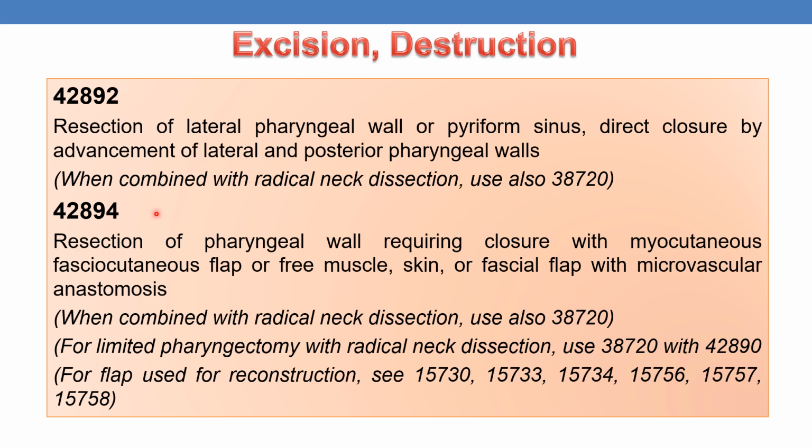The next CPT is 42894. It deals with resection of pharyngeal wall requiring closure with myocutaneous, fasciocutaneous flap or free muscle, skin or fascial flap with microvascular anastomosis. Previously it was direct closure. Now it is closure with myocutaneous, fasciocutaneous flap or free muscle, skin or fascial flap with microvascular anastomosis. And similarly, whenever it is combined with radical neck dissection, use 38720 also. And for limited pharyngectomy with radical neck dissection, use 38720 with 42890. And for flap used for reconstruction, you need to refer to the following integumentary CPTs.